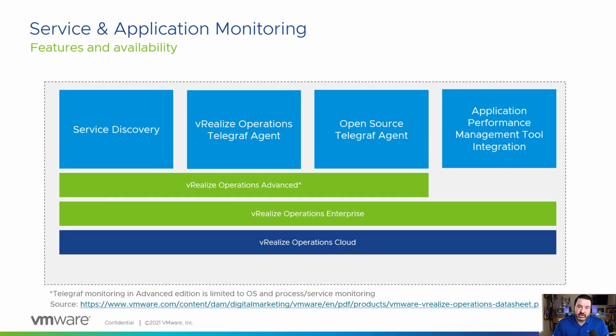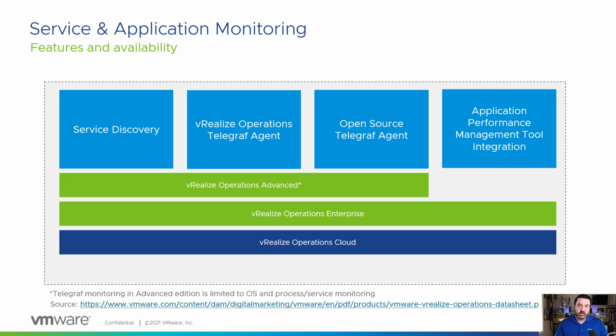Now, that asterisk that I was talking about before with the vRealize Operations Telegraf agent and frankly the open source Telegraf agent: we do support OS level monitoring. So if you're going to use either agent for monitoring those OS level metrics, and you have vRealize Operations Advanced, then you are entitled to install those agents. Once you start monitoring applications, that's where you need vRealize Operations Enterprise level licensing or vRealize Operations Cloud.